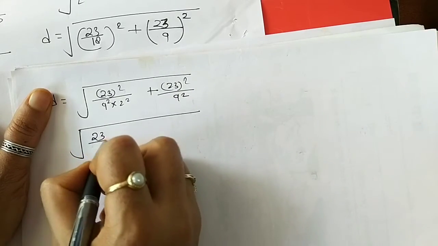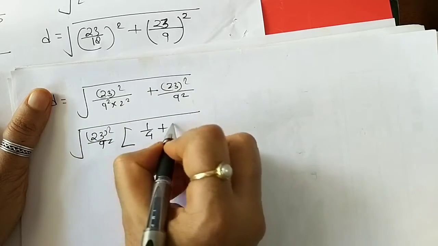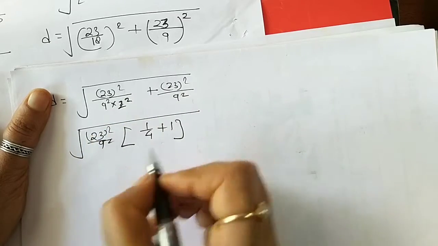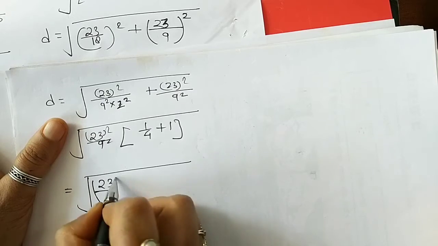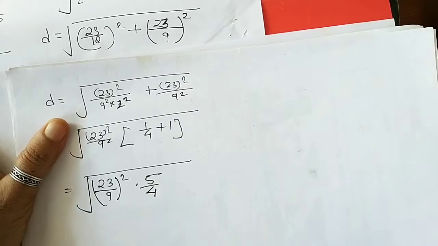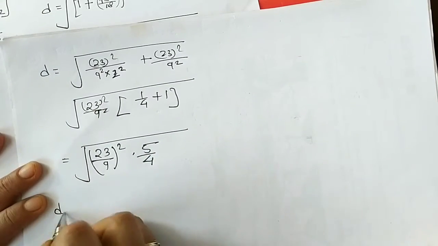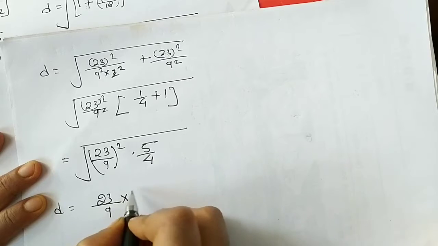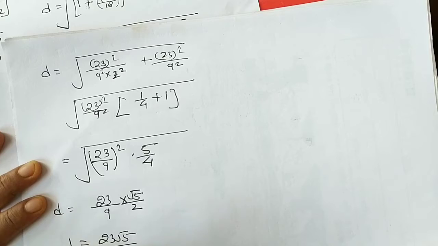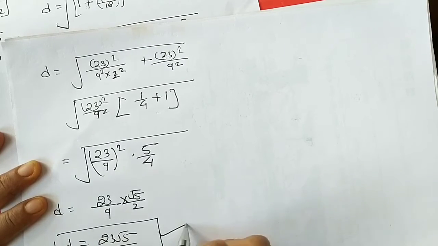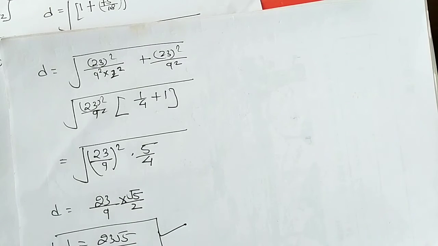Now I can take 23 square by 9 square common. So what is left? 1 by 4 plus 1. 1 by 2 square is 1 by 4 plus 1. Guys, the calculation part you can do on your own. This is 5 by 4. So if I open this part, my d will be 23 by 9 into root 5 by 4, which is 23 root 5 by 18. This is your correct answer, the distance between 2 points.